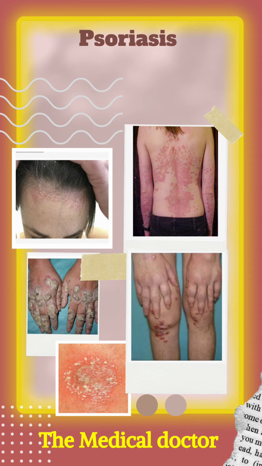Okay, so it is a dermatological condition in which there is increased keratinocyte turnover. Normally it takes 30 days for a basal keratinocyte to reach the surface, but in a patient with psoriasis it is reduced to 4 to 5 days. In this video we will be discussing mainly the signs of psoriasis.